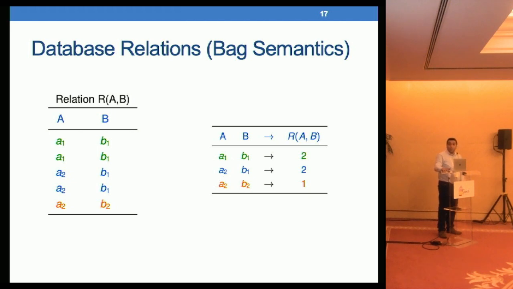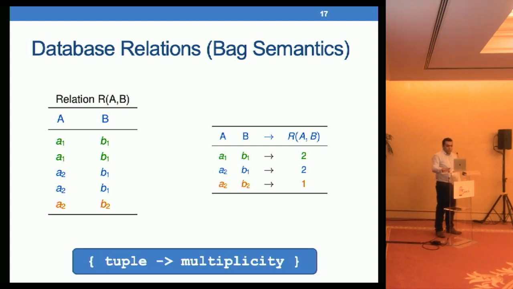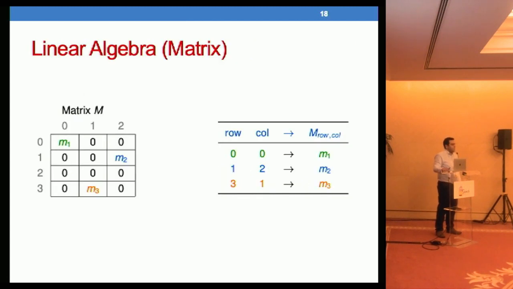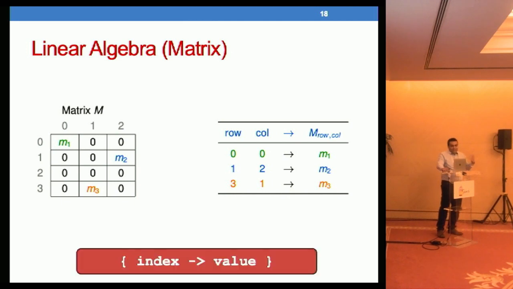A2, B1 is mapped to 2 again, because we have 2 occurrences of them. But the last one, A2, B2, is mapped to 1. So it's a map, it's a dictionary from the tuple to the multiplicity. And a matrix also can be represented as a dictionary from the pair of indices to the values.